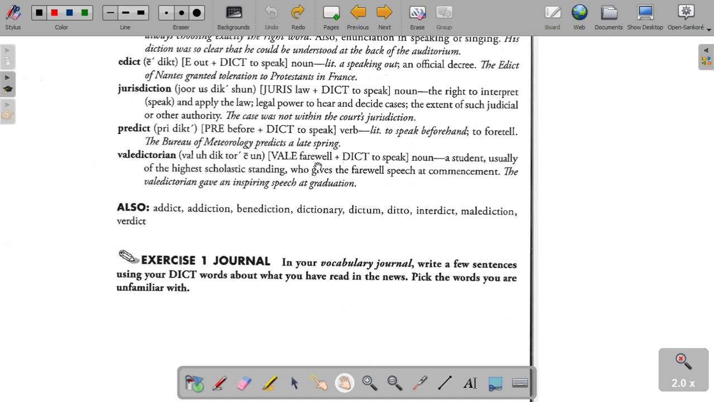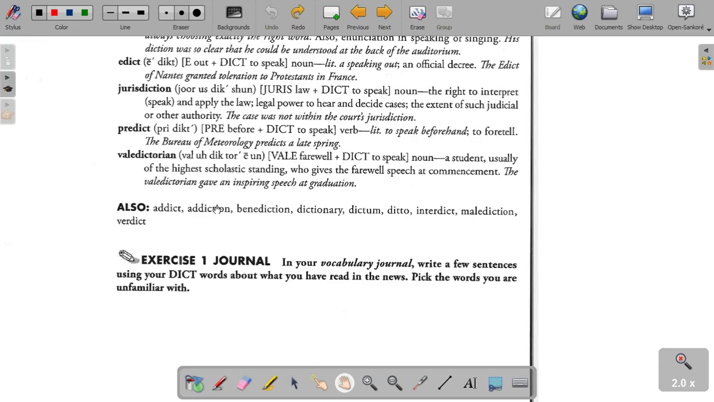And then the valedictorian, vale means farewell. So it's a person who speaks, usually of the highest scholastic standing, at the farewell speech at commencement of graduation. So I'm sure all three of you will be the valedictorians of your classes, and you'll be standing up there after you graduate high school giving the speech to the rest of your class. So the valedictorian gave an inspiring speech at graduation.